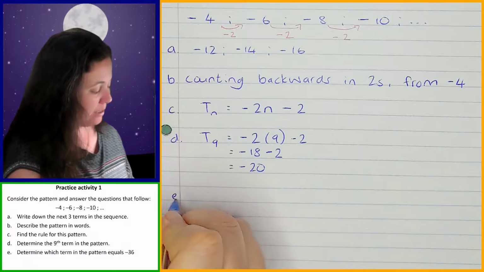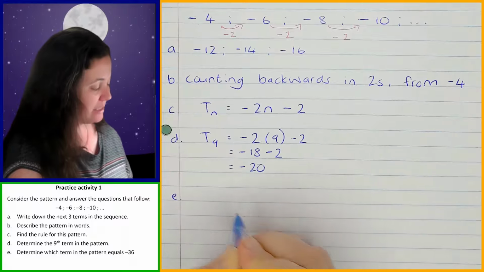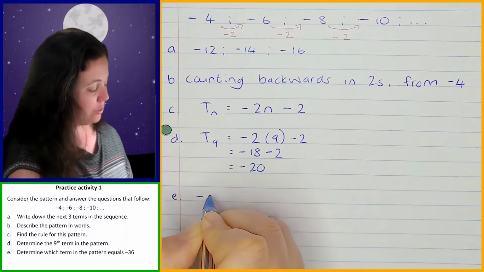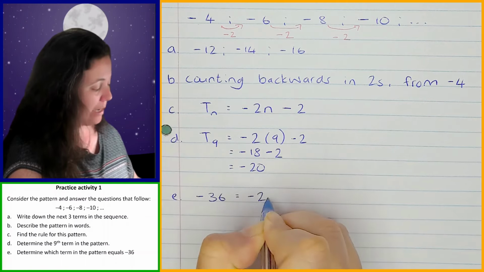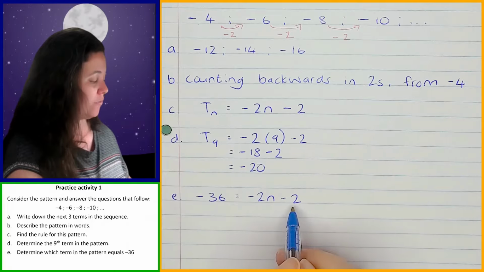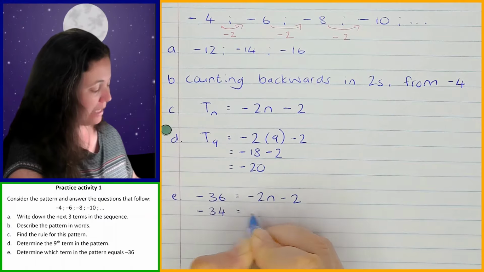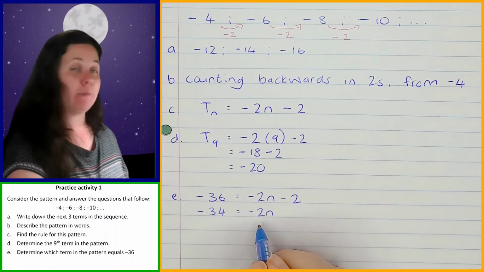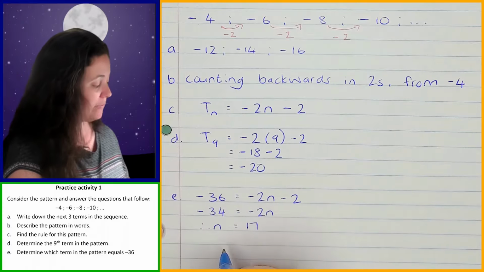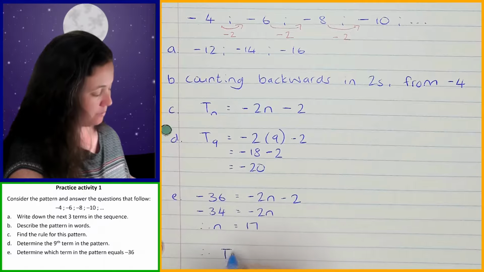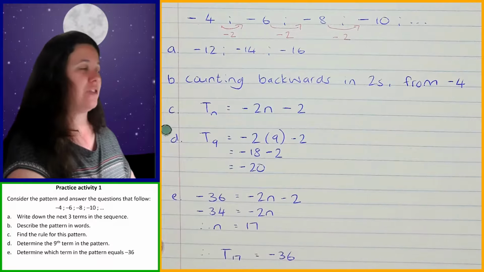And then for question E, we need to work out which term in the pattern equals -36. So we have -36 in place of Tn, and we have to work out what n is. So -2n minus 2. I need to get rid of the -2 by adding 2 on both sides. That's going to give me -34 equals -2n. And then I'm going to divide by -2. That gives me n equals 17. So the 17th term is equal to -36. And that's what you should get for that question.